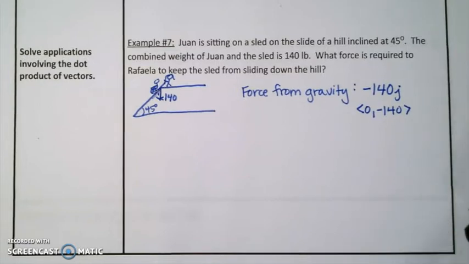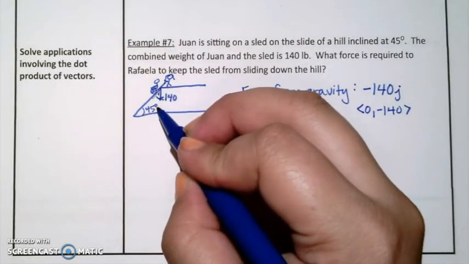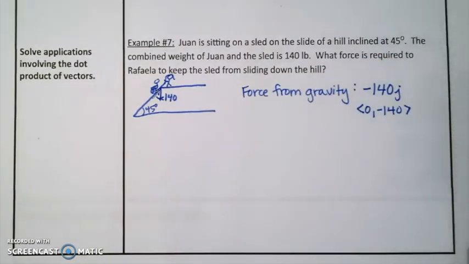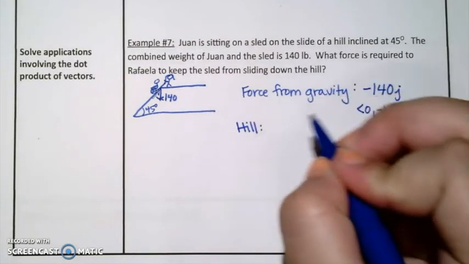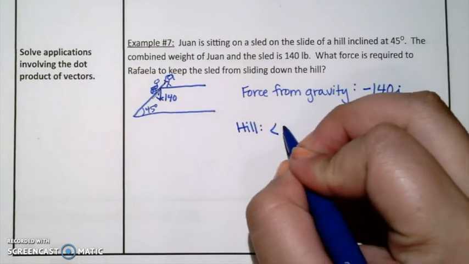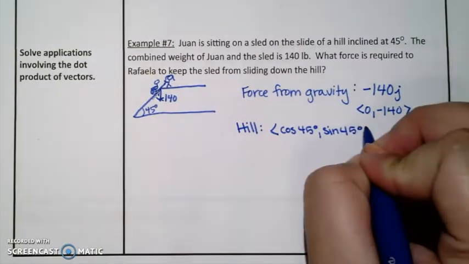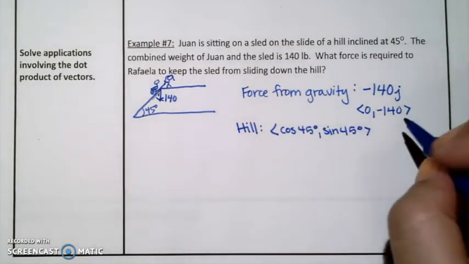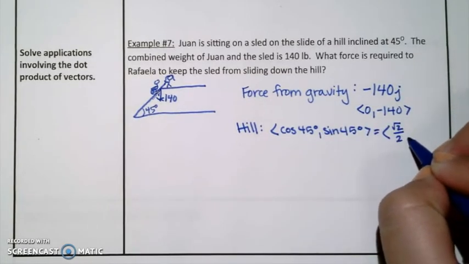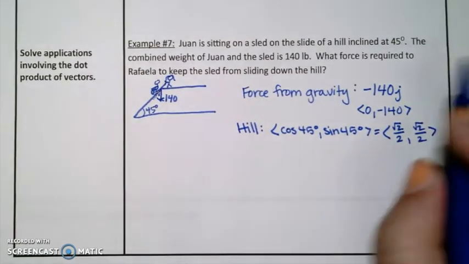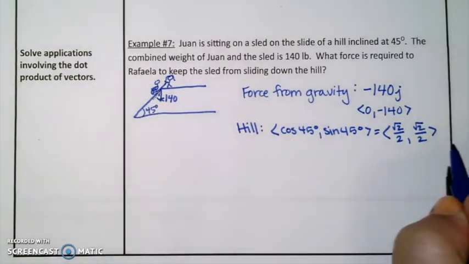Okay, we also know that this hill is on a 45-degree angle. So if I wanted to find, for example, the unit vector of this hill, we can say the hill has a vector of cosine of 45 degrees, comma, sine of 45 degrees, right? This is from when we were talking about unit vectors. And from the unit circle, we know that the values for these are the square root of 2 over 2, comma, square root of 2 over 2. And that matches what our hill looks like, right? At a 45-degree angle, our unit vector should have those values.